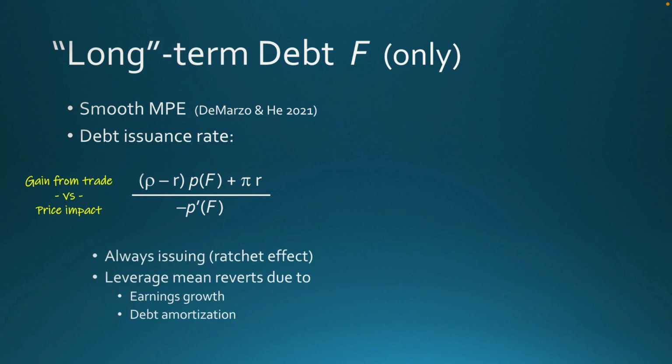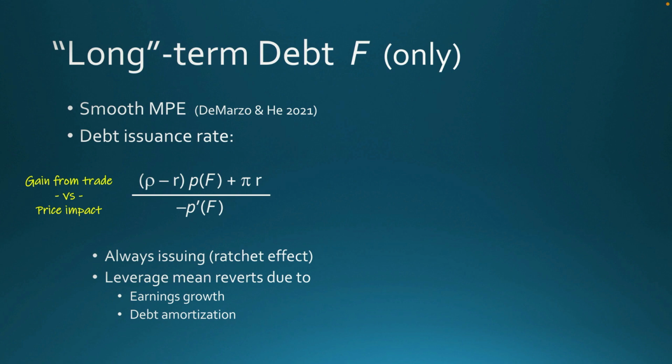Now, what this means is that with long-term debt, we're always issuing, right? The numerator is always positive in that expression. We're always issuing. That's that ratchet effect. That doesn't mean we go to 100% leverage, though, because that's offset by debt maturity, and it's offset by asset growth. And what we'll get is a slowly mean reverting process for leverage in the case of long-term debt.